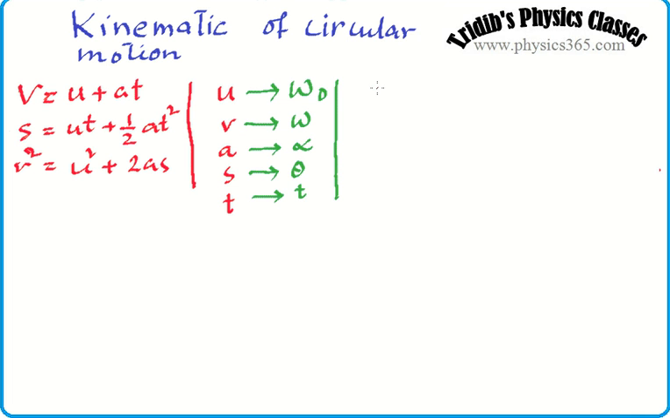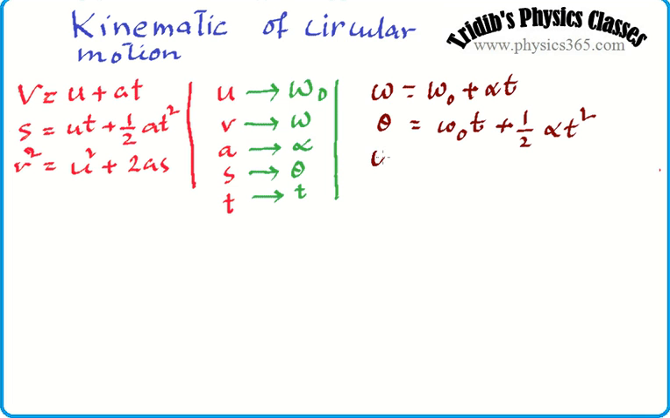So the first equation will be omega equal to omega naught plus alpha t. The second equation is theta equal to omega naught t plus half alpha t square. And the third equation is omega square equal to omega naught square plus twice alpha theta. So these are the three equations of circular motion.